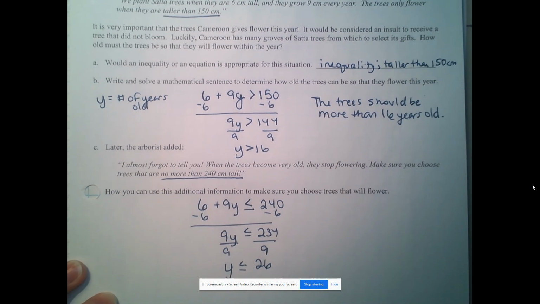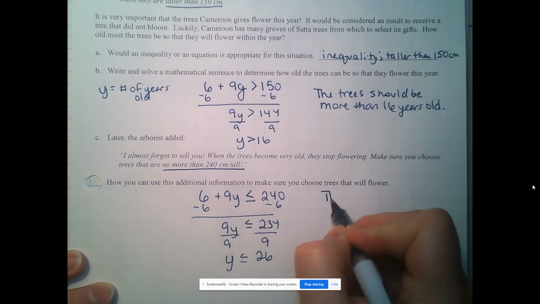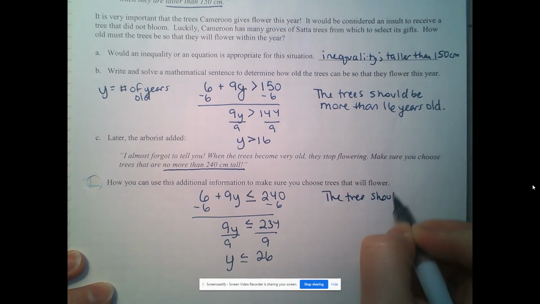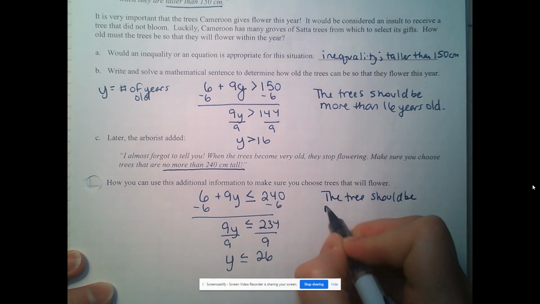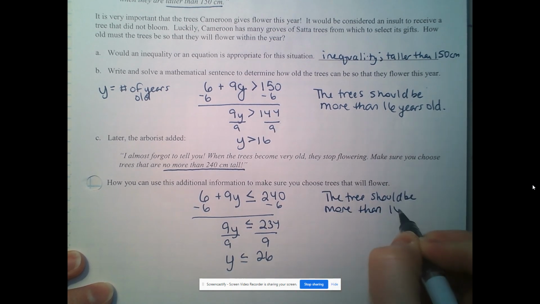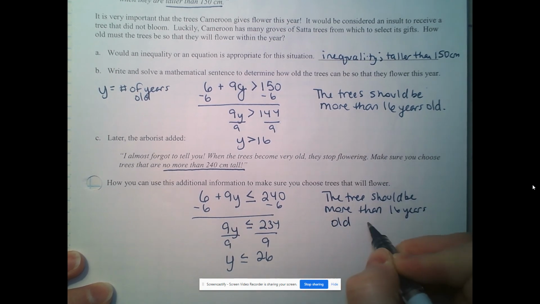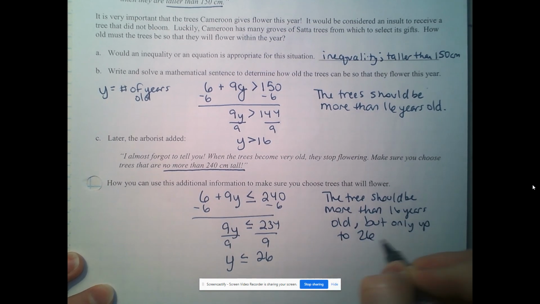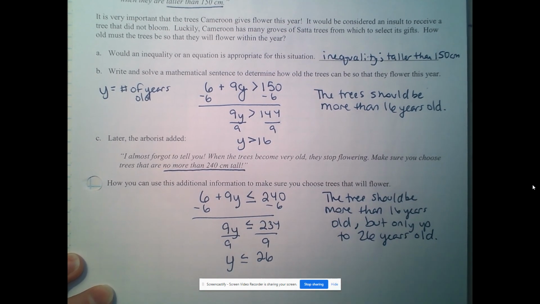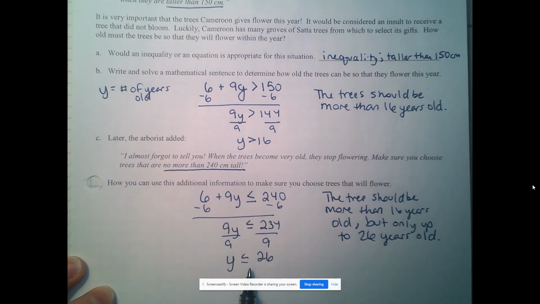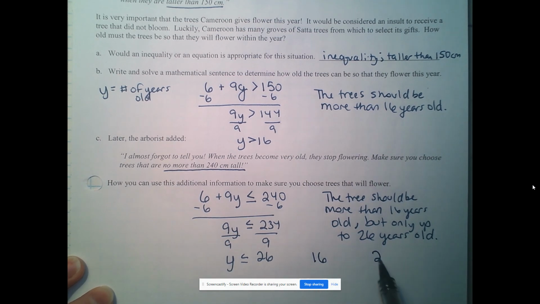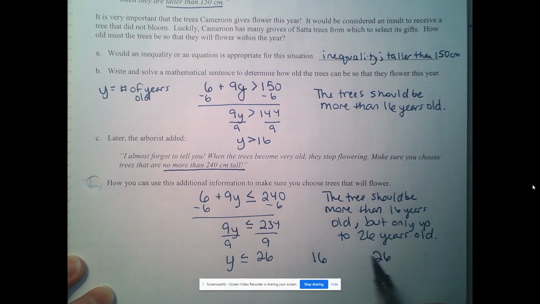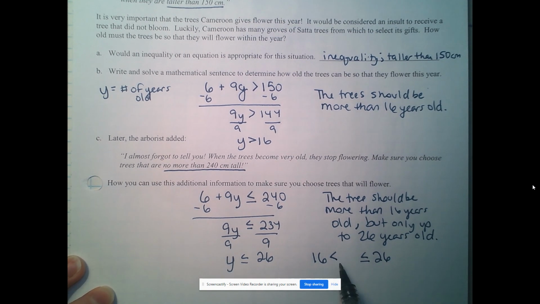Now, if we put these two facts together, we would say the tree should be more than 16 years old, but only up to 26 years old. And you'll notice that the symbols are different, right? This one's greater than, this one has less than or equal to. We can put those together in an interval. 16 is our lower cutoff. 26 is our upper cutoff. We said 26 was included. We said 16 was not. Remember, both less than symbols because we're in between the two numbers.